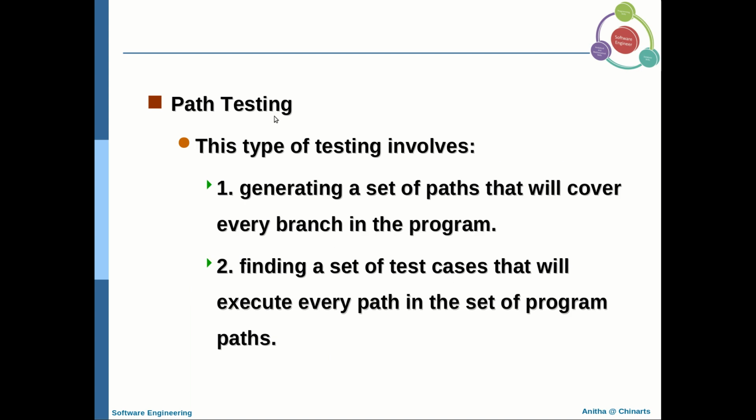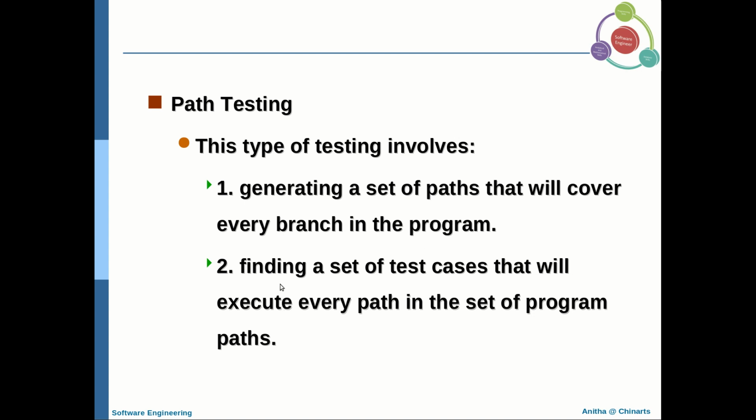Now, path testing involves two steps. One, it is going to generate a set of paths. When I say paths, it is again the execution path or the flow of execution of a program. A set of paths which will cover every branch of the program. That is what we have seen in the example. Every branch means whether the D value is greater than 0, equal to 0, or less than 0. So every branch in the program path will be generated.